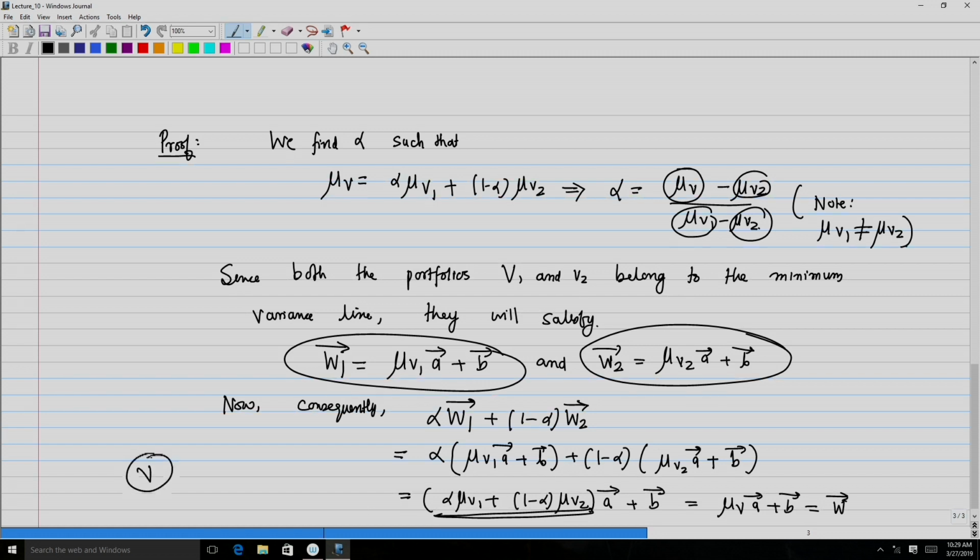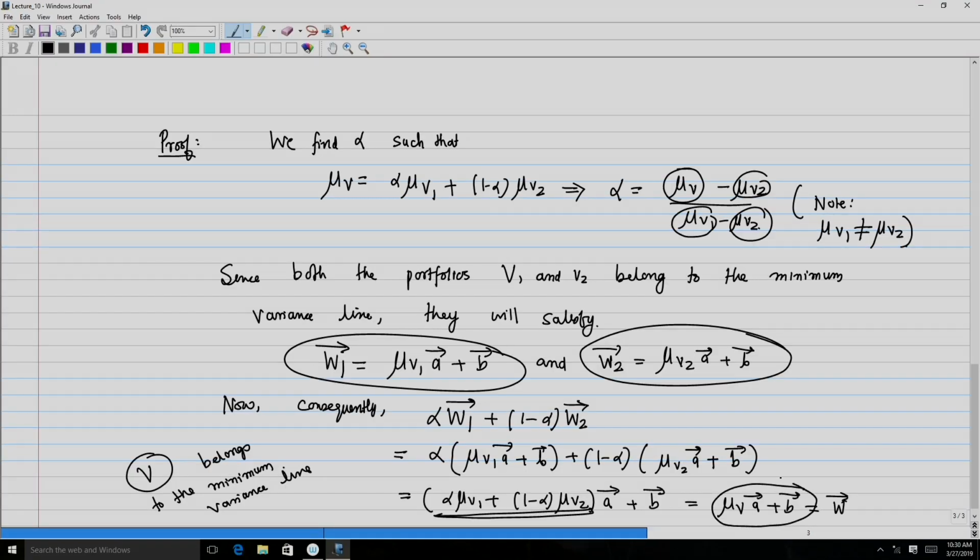So, we have the observation that V belongs to the minimum variance line. What I have essentially shown here is that we start off with two portfolios V1 and V2, both of which lie on the minimum variance line, and then I take a linear combination of these two portfolios, resulting in a third portfolio V.